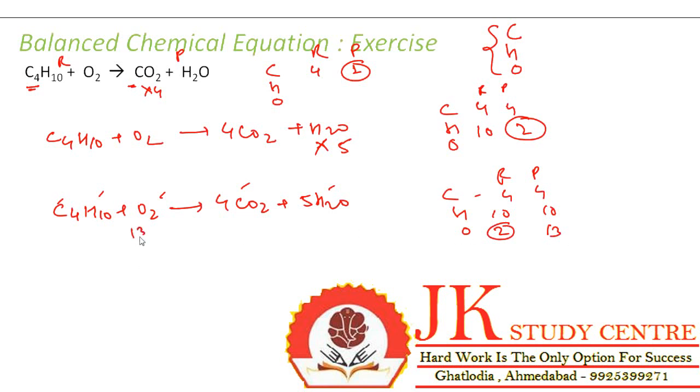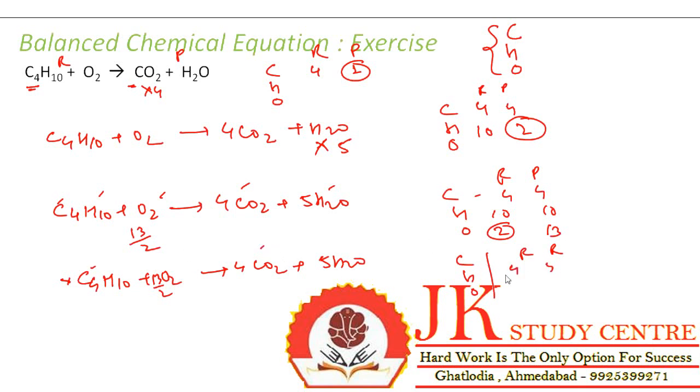So let's multiply by 13 by 2. Correct? So if we multiply by 13 by 2, C4H10 plus 13 by 2 O2 is equal to 4 CO2 plus 5 H2O. Now if you compare CHO, reactant and product, carbon is 4 and 4, hydrogen is 10 here, 10 here, oxygen is 13 by 2 into 2 is 13 here, here you have 4 into 2, 8 plus 5. Things are balanced, but the last rule says that there should not be any fraction, but here's a fraction, right?